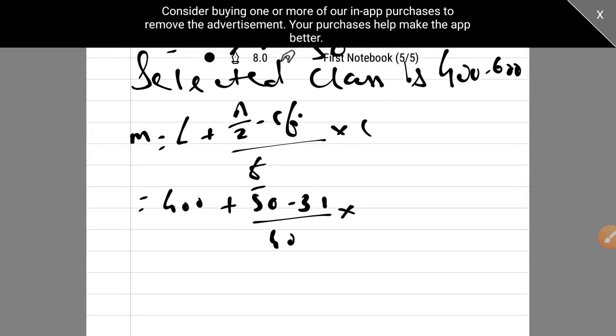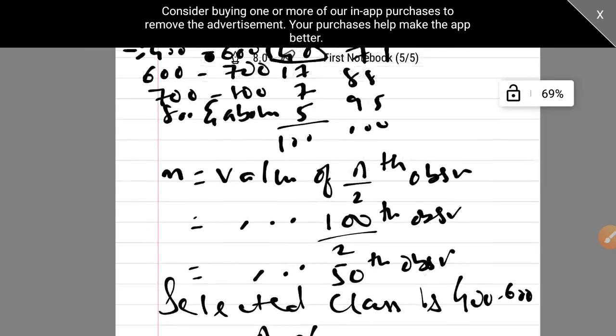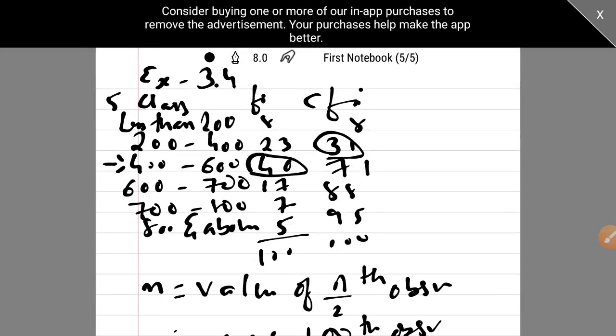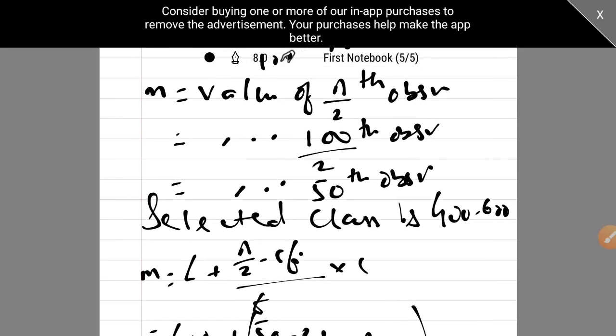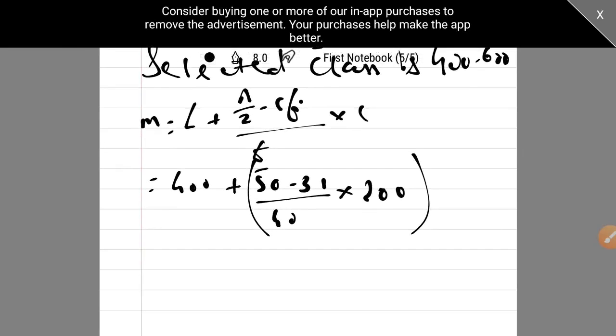into class length. Now 400 to 600 is what? It is 200 length. If you have seen the question, the class length is different in each class. 200 to 400 is 200, 400 to 600 gap is 200, 600 to 700 gap is 100, 700 to 800 gap is 100. What class length do you have to take? You have to take the class length of the class which is selected. So the selected class is 400 to 600, so that is 200. So this is 400 plus 50 minus 31 is 19 upon 40 into 200.